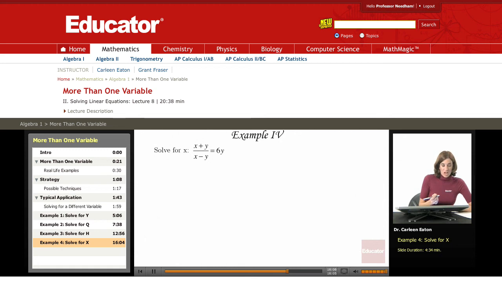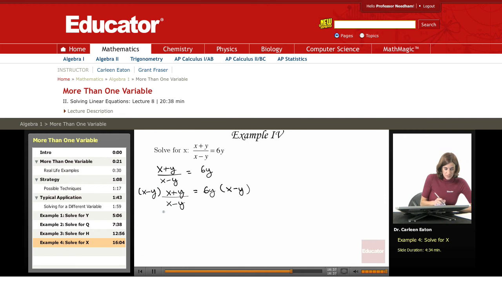We're being asked to solve for x. We have (x + y)/(x - y) = 6y. So I'm going to start out by multiplying both sides by x minus y. That makes the left side a lot more simple. I have x + y = 6y(x - y).